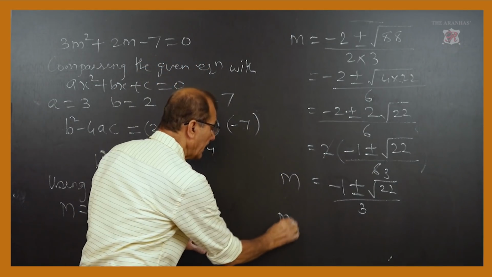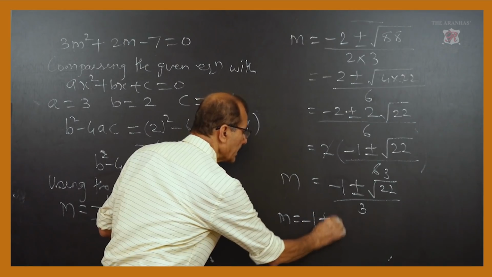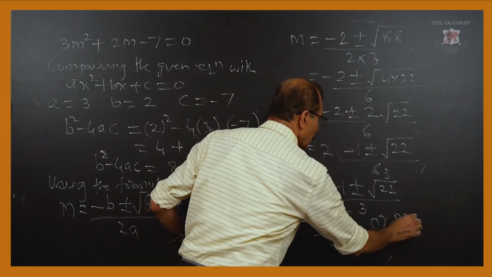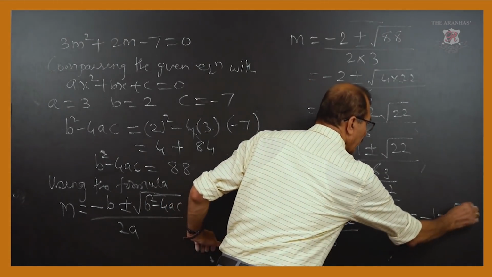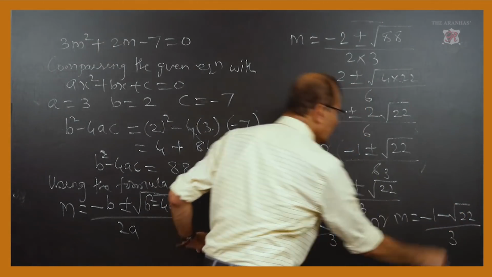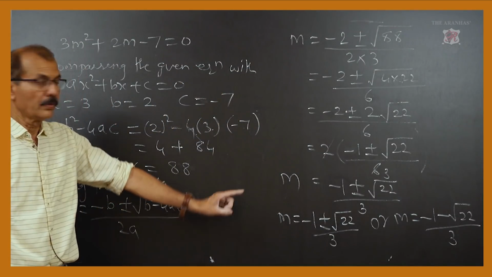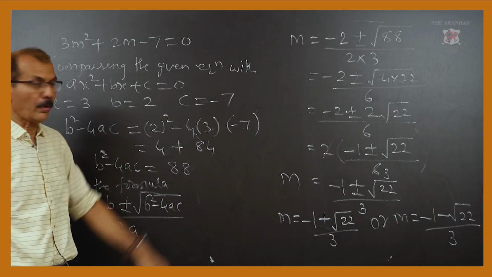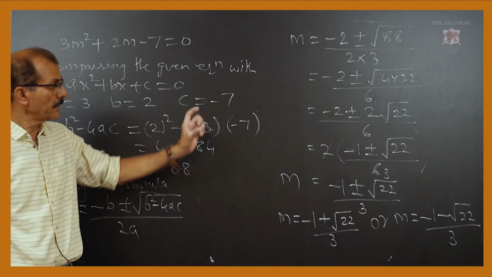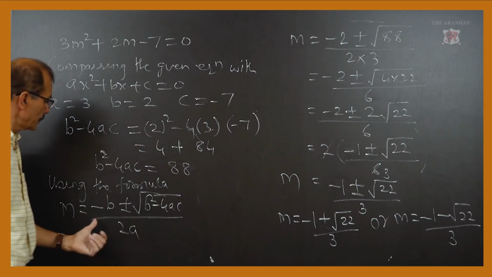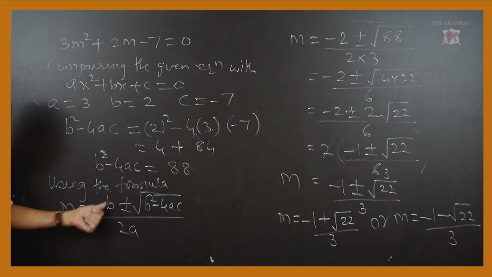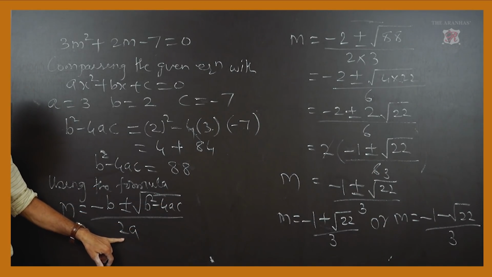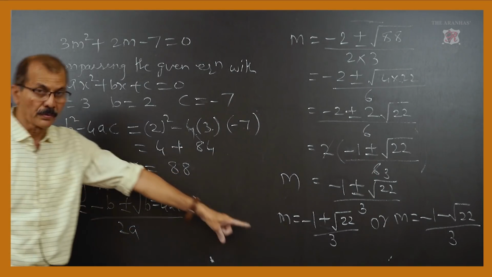So, you get m is equals to minus 1 plus minus root of 22 upon 3 or m is equals to minus 1 minus root of 22 upon 3. So, these are the roots of the given quadratic equation. So, using the formula, what did I use here? This formula m is equals to minus b plus minus root of b square minus 4ac upon 2a. So, using this formula I got the roots.